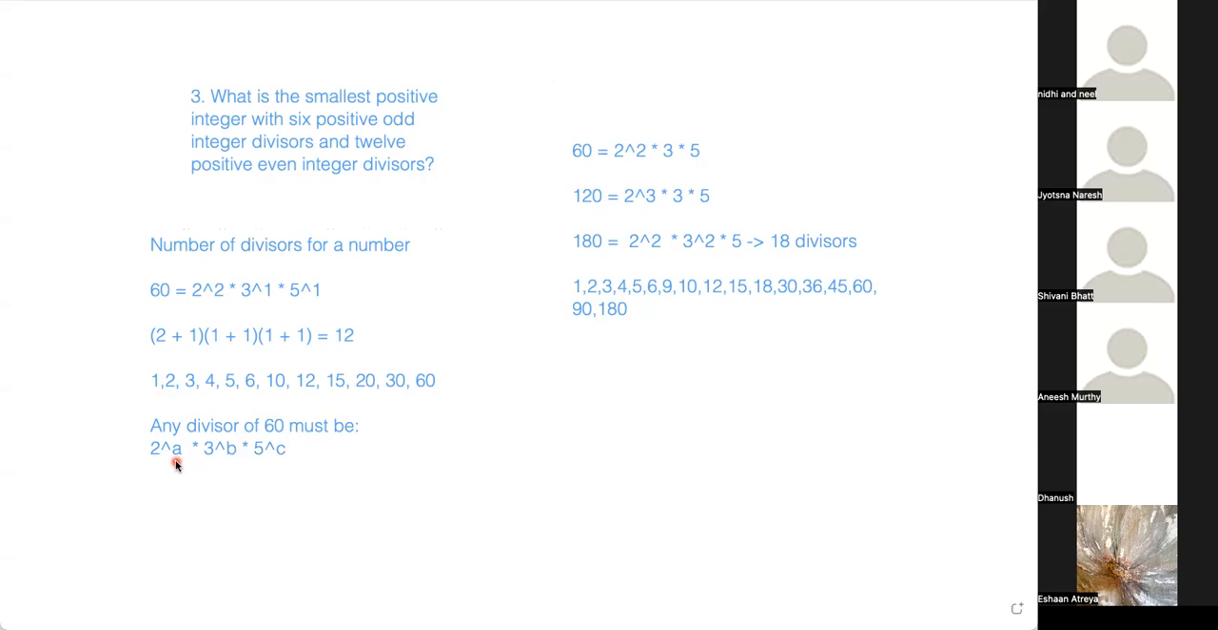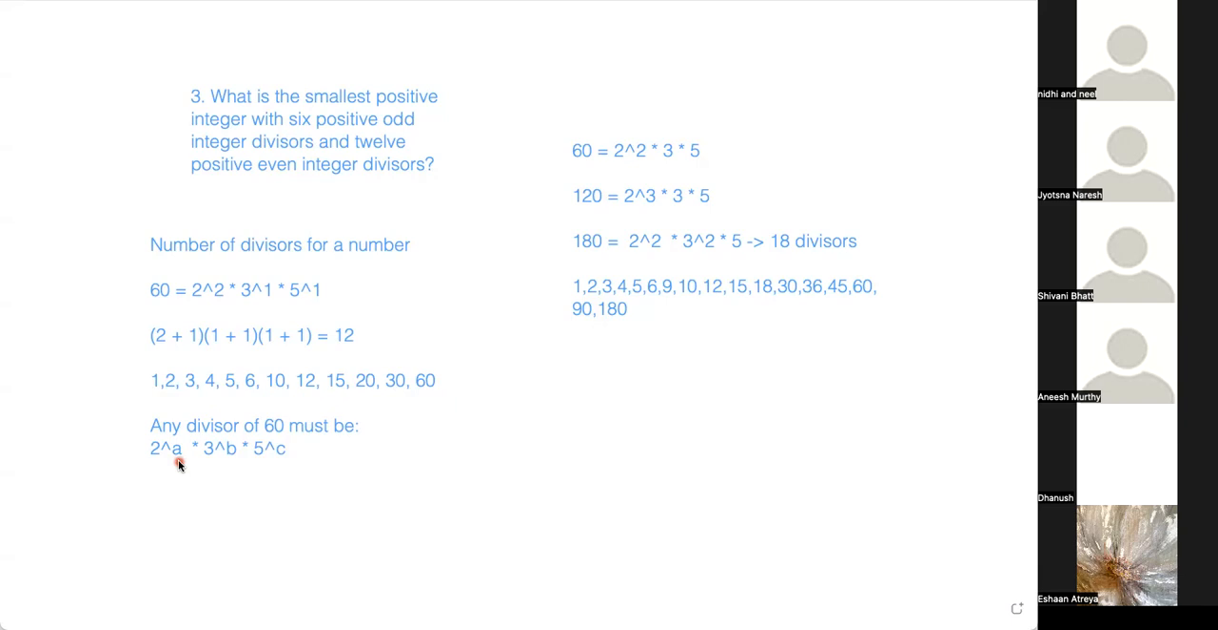The exponent of 2. It would be either 1 or 2. Close. Anything else? 0? 0, right? So it could just be not a multiple of 2, right? Let's look at 3, for example. What is the prime factorization of 3? 1 and 3. Yeah, so 3 to the power 1 multiplied by, there's still a number here, it's just 2 to the power 0, right? There's no 2's, and 5 to the power 0. So a can be 0, 1, or 2.